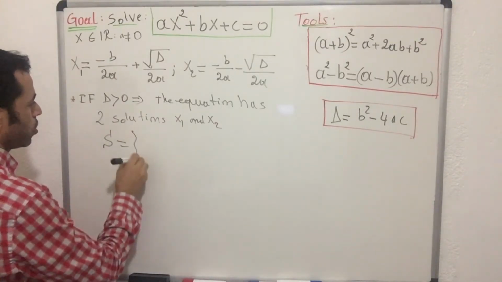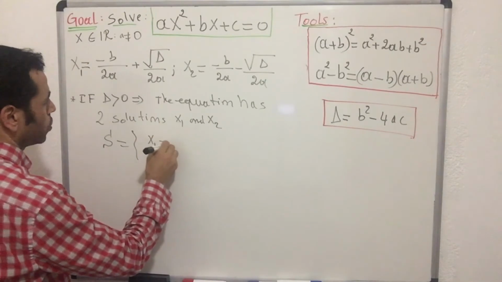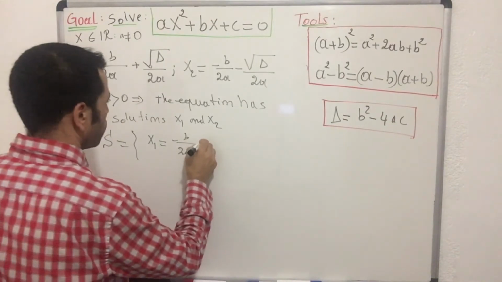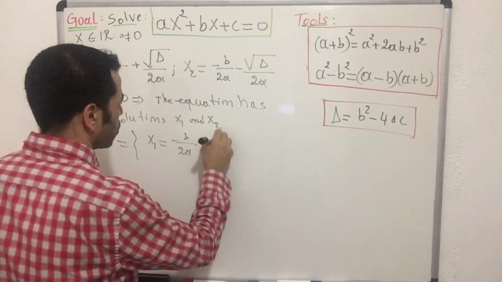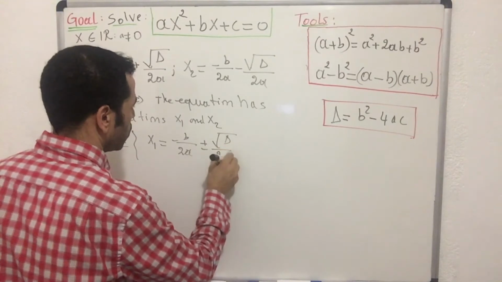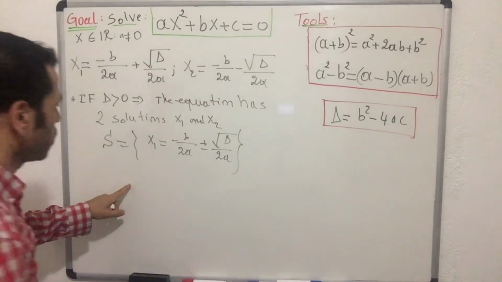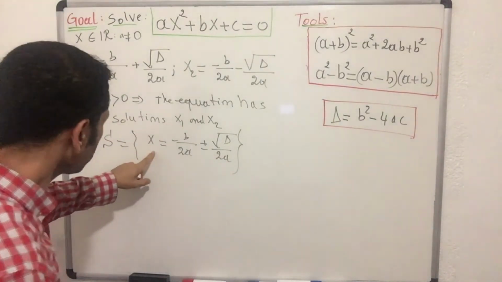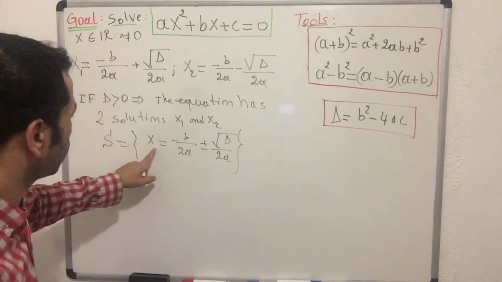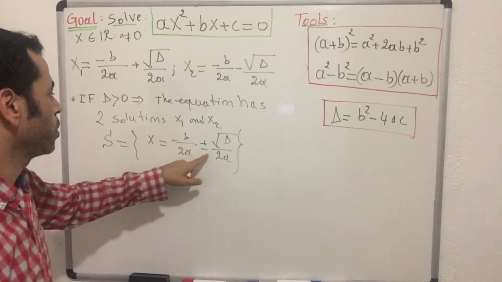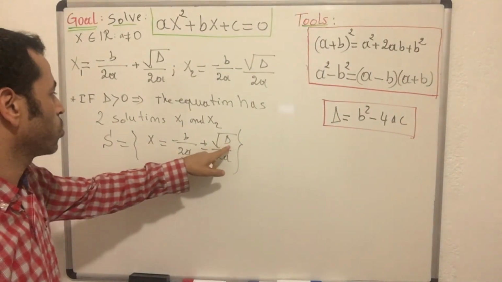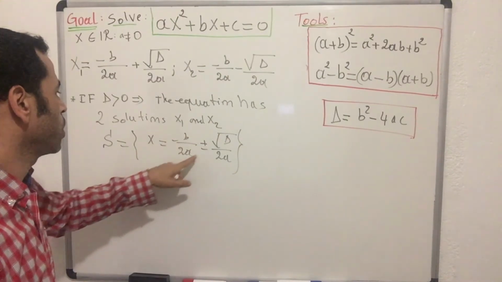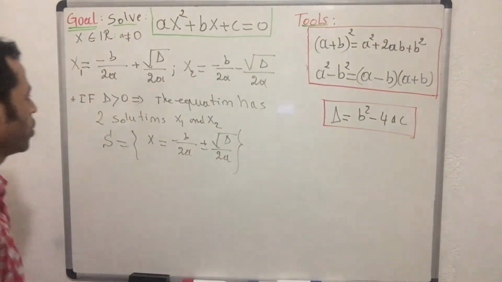The solution x1 equals minus b over 2a plus or minus the square root of delta over 2a. So this one has both solutions. One of the solutions is x1 equals minus b over 2a plus the square root of delta over 2a. The second solution is x2 equals minus b over 2a minus the square root of delta over 2a, okay?